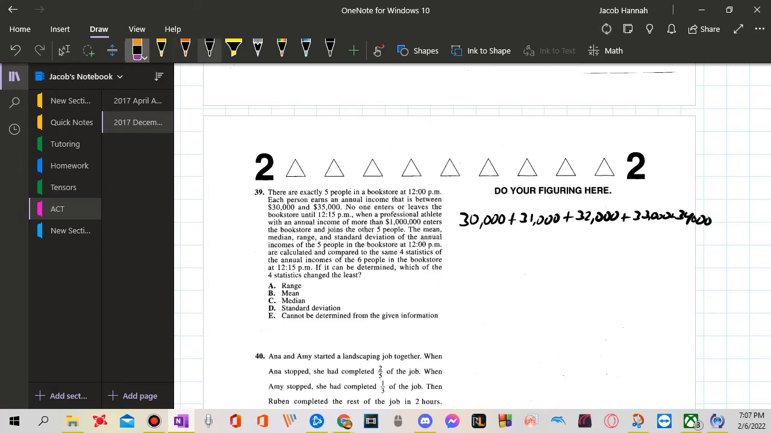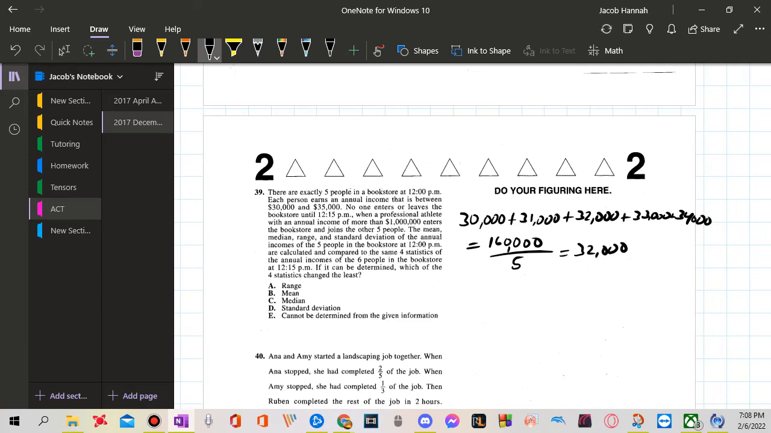So this would be a typical mean of 5 people. I just chose these numbers because they're clean looking numbers from 30,000 to 35,000. When this is added up, it comes out to be 160,000. When you take the mean of this set of data, you add all the numbers up and then divide it by how many numbers there are. So there's 1, 2, 3, 4, 5 numbers, and your mean will be 32,000.